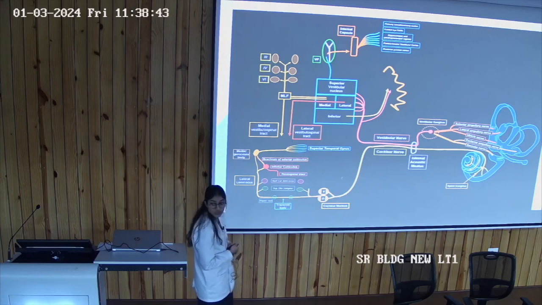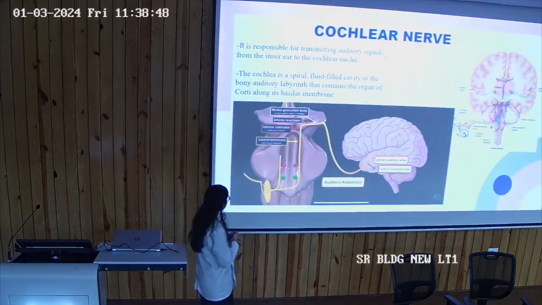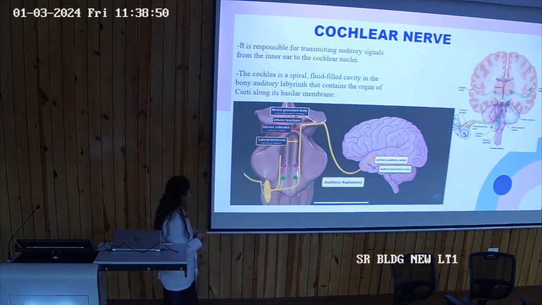and then goes to the cochlear nucleus, which divides into the ventral and the dorsal cochlear nucleus. Here, as you can see, the ventral and the dorsal cochlear nucleus are located. The fibers from the ventral and the dorsal cochlear nucleus cross over and continue as the lateral lemniscus. Some fibers go to the superior olivary nucleus, which helps in localizing the direction of the sound. Some go to the nucleus of the lateral lemniscus, which is the pink one, as you can see here.